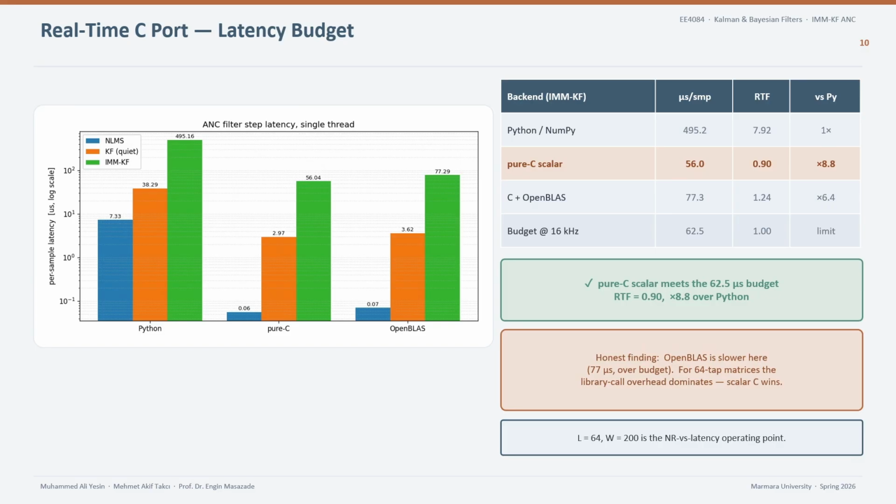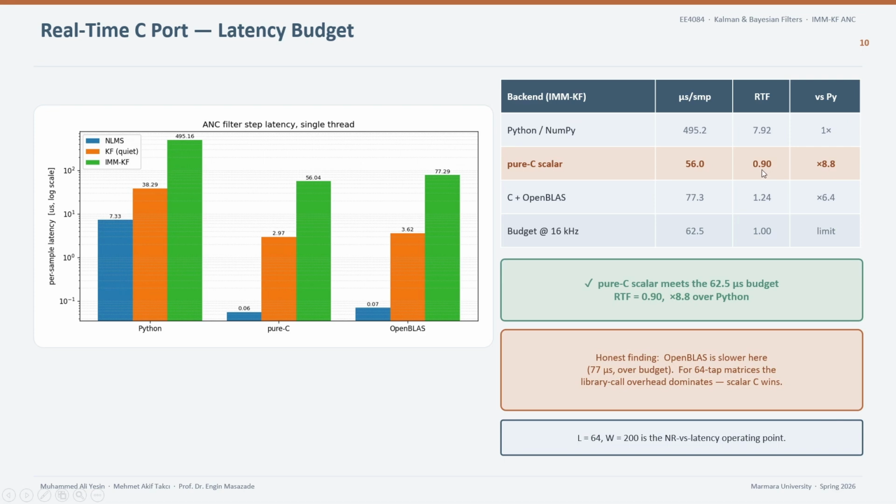A good algorithm that can't run on the device is useless. So we ported the IMM to plain C and measured it. The numbers on the right are per sample latency for the IMM. In Python, it's about 495 microseconds, roughly 8 times too slow for real time. Our pure C scalar port brings that down to 56 microseconds, an 8.8 times speedup, which sits comfortably under the 62.5 microseconds budget at 16 kilohertz. Real time factor 0.9. It fits.